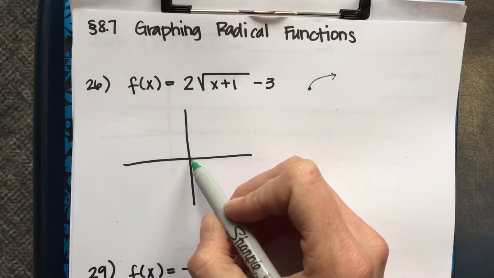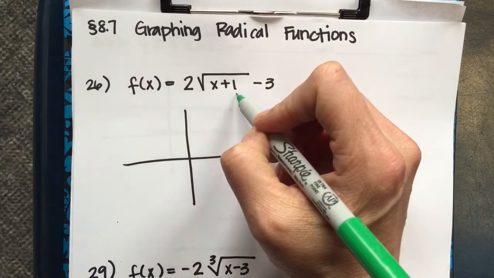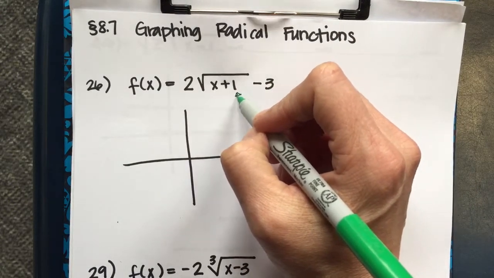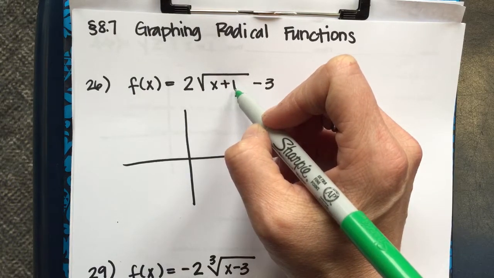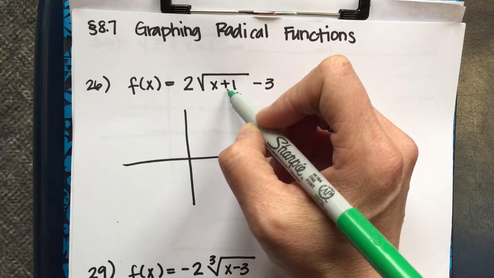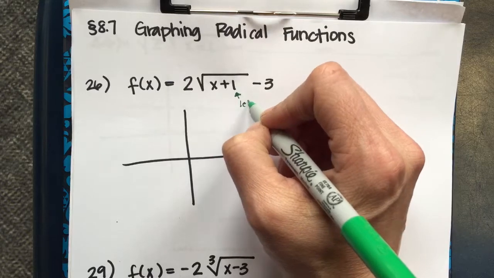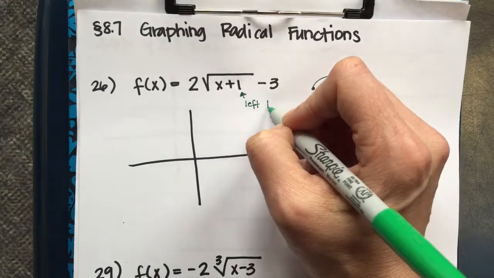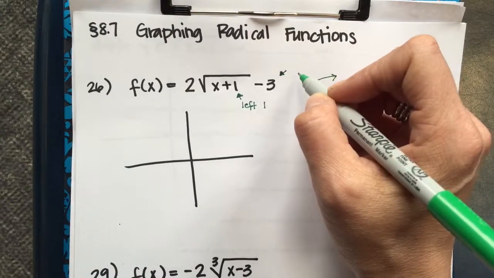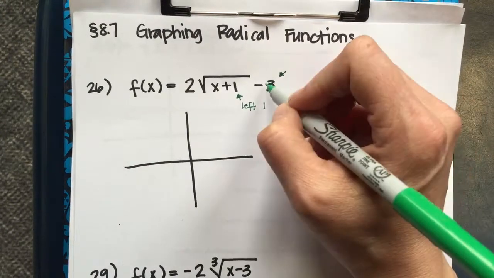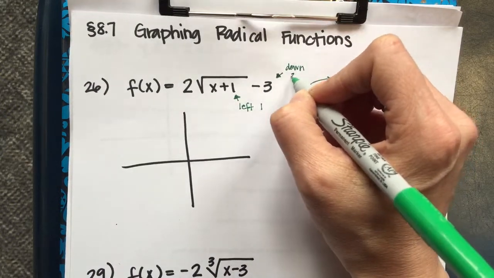Normally the parent graph would start at the origin, but since this has some numbers in here, it's going to affect the graph. This number, remember, inside is x minus h. This moves the graph left or right, and it moves it the opposite direction of the sign. So since this is +1, this graph will be shifted or translated left 1. The number that's tagged on at the end, the constant, that is your k. That moves it up or down. This is negative, so that shifts my whole graph down 3.